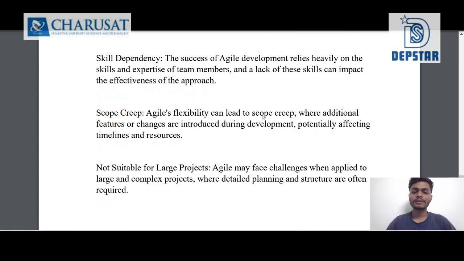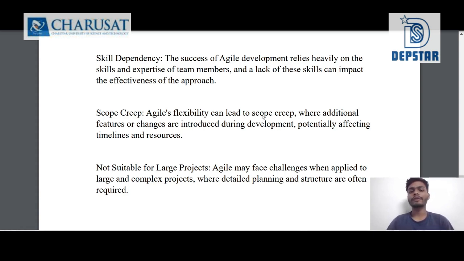Skill dependencies. The success of agile development relies heavily on the skills and expertise of the team members, and lack of these skills can impact the effectiveness of the approach. Scope creep. Agile's flexibility can lead to scope creep, with additional features or changes. We have already discussed the incremental model, which follows the workflow of the waterfall model.